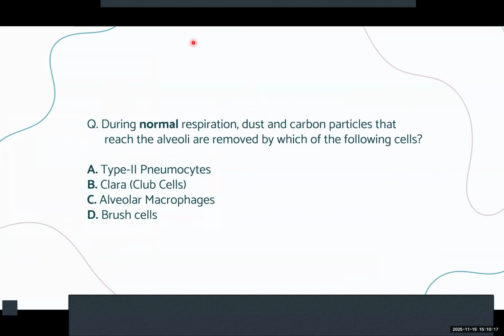Moving on to the next question. During normal respiration, dust and carbon particles that reach the alveoli are removed by which of the following?